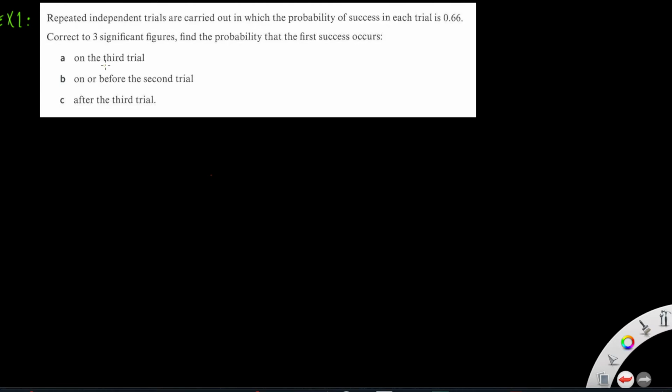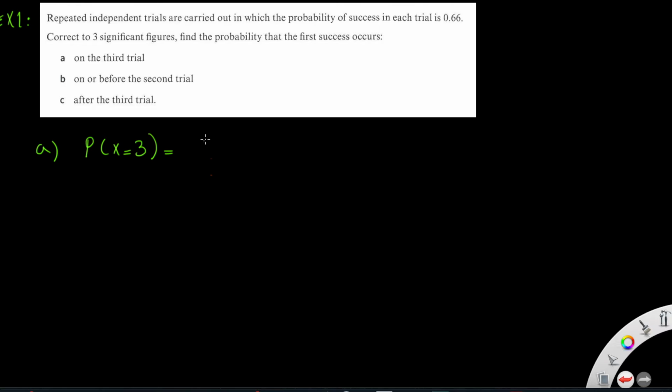Example 1. Repeated independent trials are carried out in which the probability of success in each trial is 0.66. Correct to 3 significant figures, find the probability that the first success occurs: part A, on the third trial; part B, on or before the second trial; part C, after the third trial. Now, the first part says on the third trial. It means that your success is going to be obtained in the third trial.